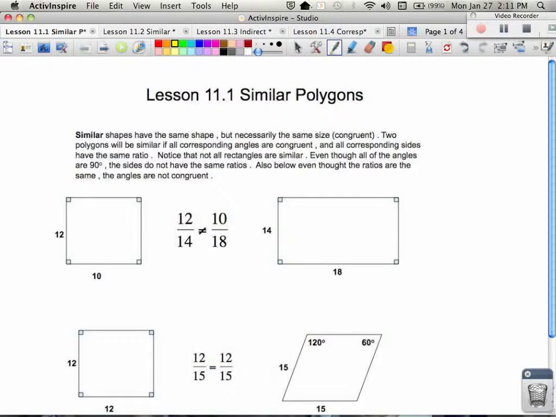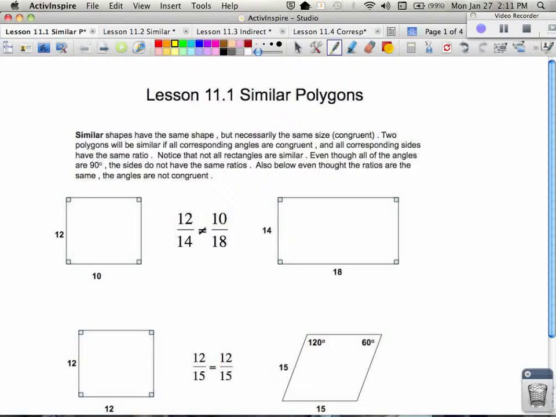In 11.1, we're going to be talking about similar polygons. Remember, polygons means many-sided figure. So similar shapes have the same shape, but not necessarily the same size. That's why they call them similar and not congruent.